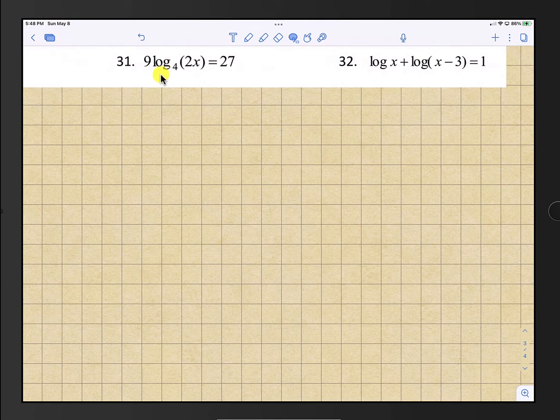For number 31, first we want to divide by 9 on both sides to get the log by itself. And that would give us log base 4 of 2x is equal to 3. And then let's convert this into an exponent. So that would be 4 to the third power equals 2x. Now let's divide by 2 on both sides. Well, actually 4 to the third is going to be 64 first. And then let's divide by 2. So x is going to be 32.